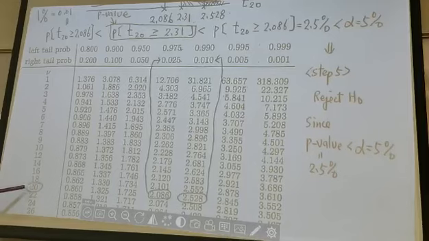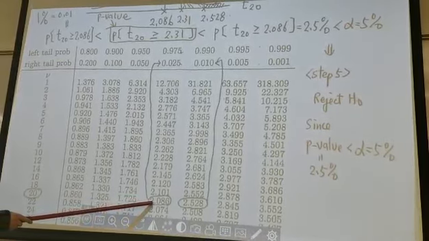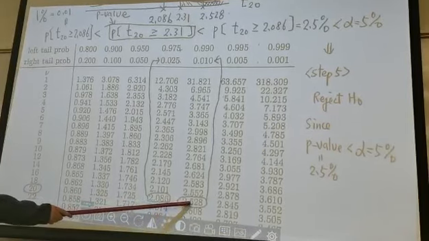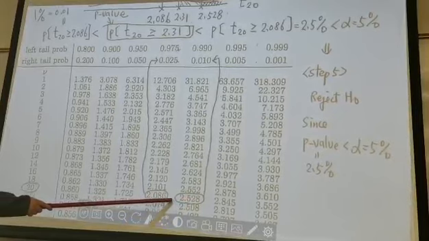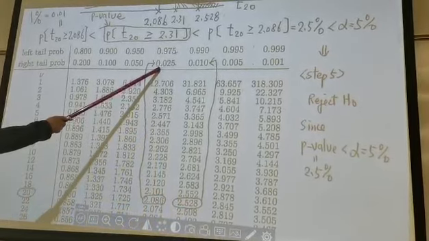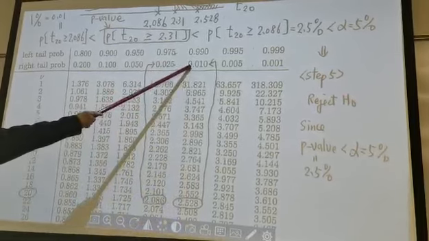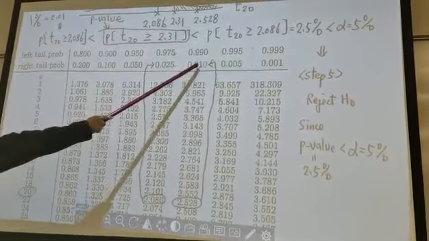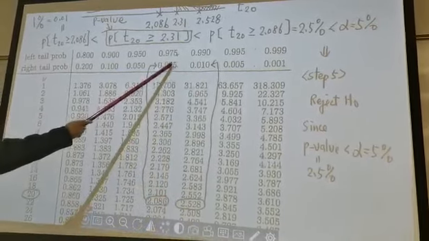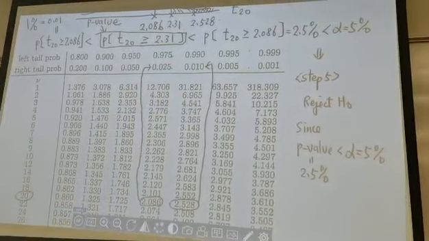20 degrees of freedom, move horizontally. You find 2.31 is bounded by 2.086 and 2.528. 2.31 is between these two numbers. So move up. The right tail of this one is 2.5%. The right tail of this one is 1%. So the p-value is bounded by 2.5% and what? And 1%.